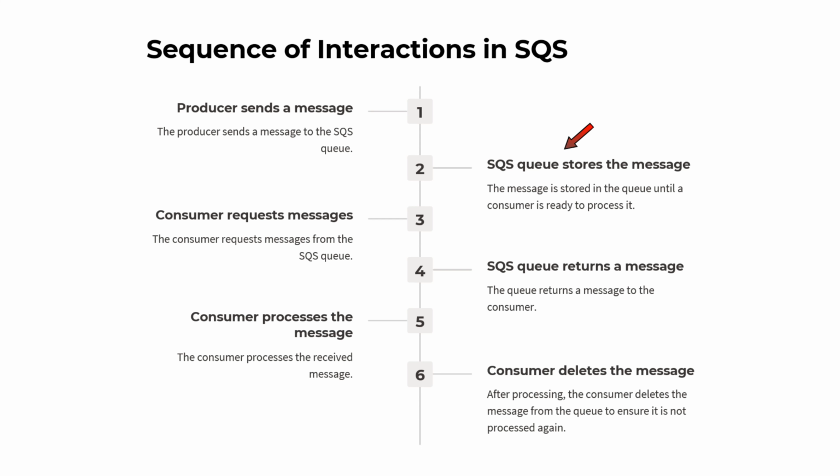Producer sends a message to the SQS queue. The message is stored in the queue until consumer is ready to process it. The consumer requests messages from the SQS queue. The queue returns messages to the consumer. The consumer processes the received message. After processing, the consumer deletes the message from the queue to ensure the message is not processed again.